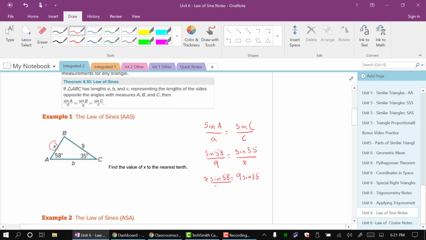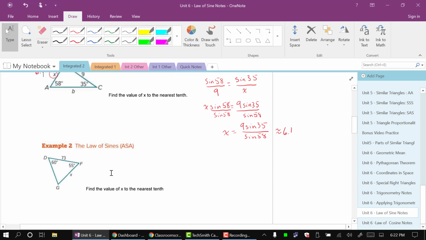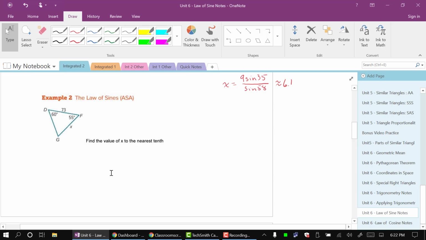Divide both sides by sine 58 to get x by itself. So I get x equals 9 sine 35 divided by sine 58. And that equals about 6.1. So the value of x is 6.1. All right, let's take a look at number 2. It says find the value of x to the nearest tenth.